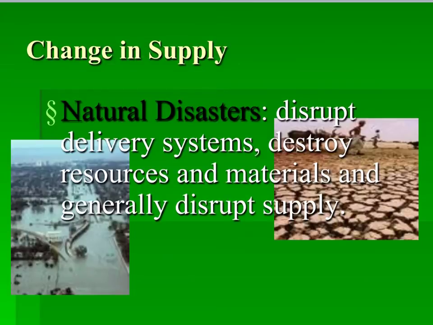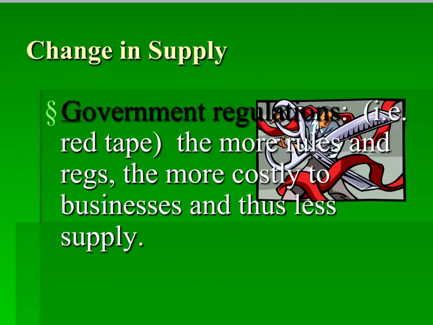Natural disasters can disrupt delivery system, destroy resource and materials, and generally disrupt supply. So whenever there's a natural disaster, usually having to do with weather, it's a decrease in supply. The last one is government regulations, meaning that the more rules and regulations set forth by government, the more costly to businesses and thus less supply.